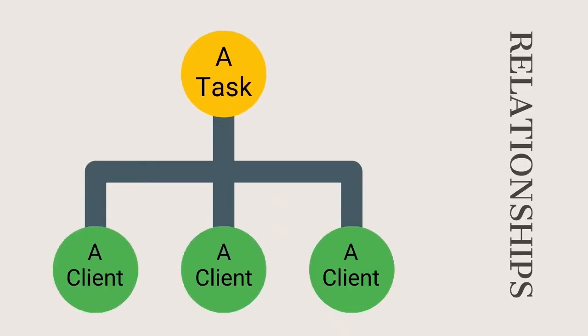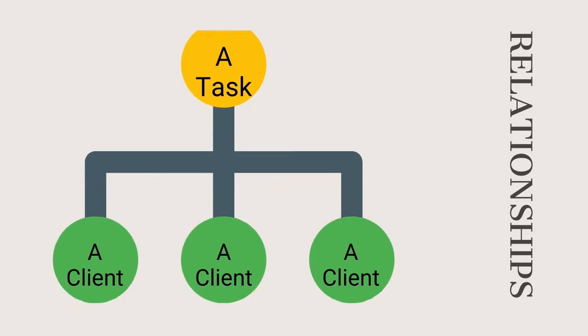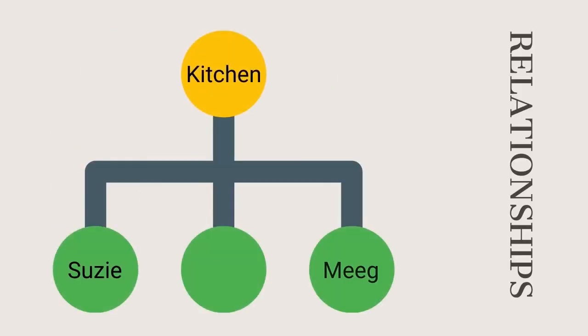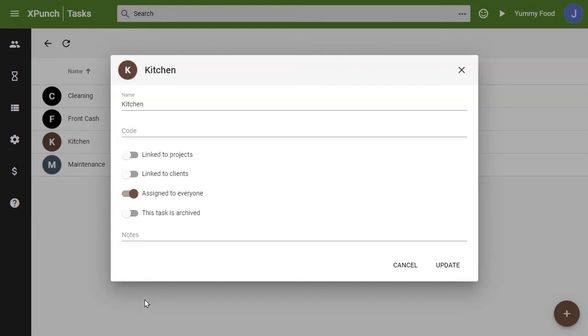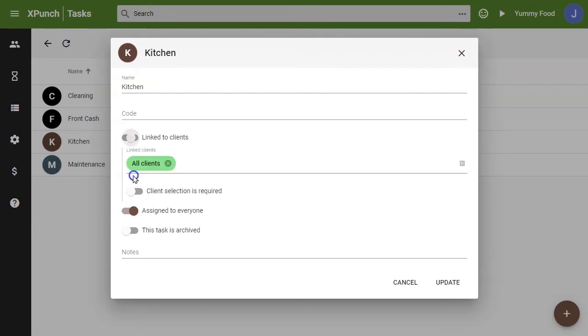We're going to associate this task with one or more clients. That is, we're going to tell our workers that when they punch into the task kitchen, they can select one of these clients specifically. That way, we'll know how much time they spent working in the kitchen for each of our clients. To do this, we activate the client toggle switch. We click on the toggle switch beside client.